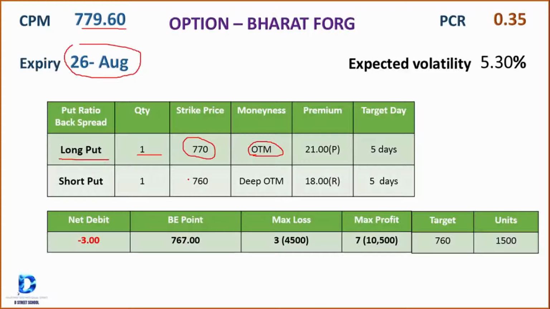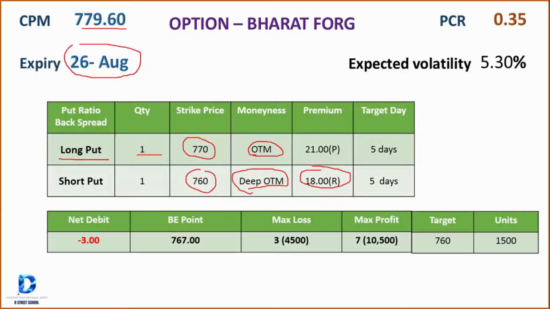The next leg would be the short put at the strike price of 760, which is very deep OTM, by receiving the premium of 18 rupees. So once you initiate the strategy, the net debit will be 3 rupees. As I said before, the target days would be 5 days. So what is the break even point, at which price level will we start booking profit? It clearly shows 767. When price reaches 767, we will start booking our profit.